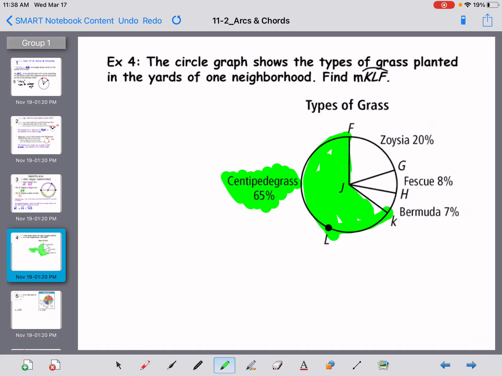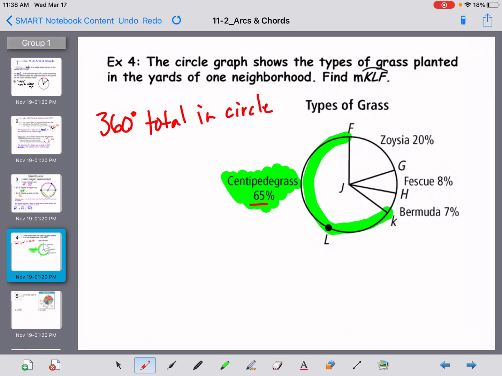So what we're going to do is, how many total degrees do we have in a circle? We have 360 degrees total in a circle. 65% of that.